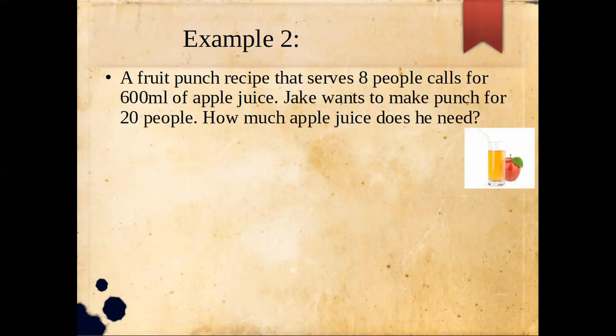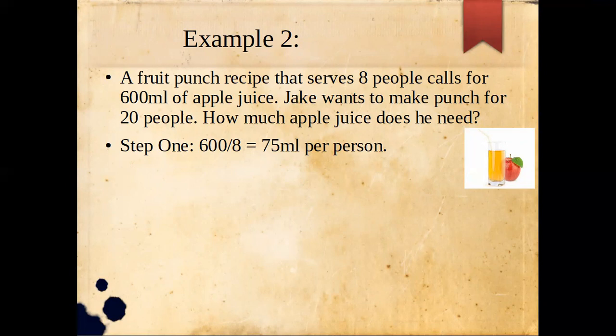So a fruit punch recipe that serves 8 people calls for 600 milliliters of apple juice. Jake wants to make punch for 20 people. How much apple juice does he need? So step 1, work out 1. We've got 8 people is 600 milliliters. So we work out 600 divided by 8. So we know that one person gets 75 milliliters of apple juice.